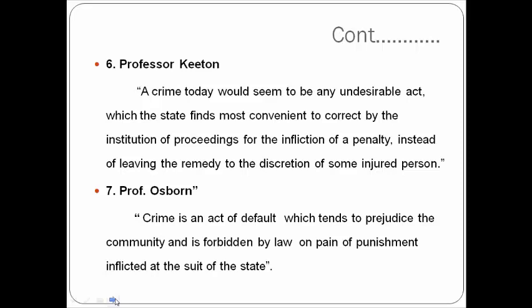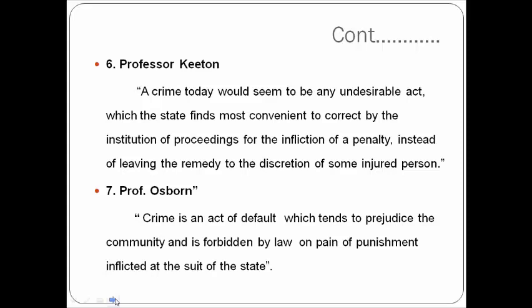Means instead of giving the right to the injured person to compensate or to waive the remedy, the state takes initiative in such cases and can institute proceedings for the purpose of inflicting penalty on the wrongdoer. Such type of undesirable acts may amount to crime. There is another definition given by Professor Osborne.